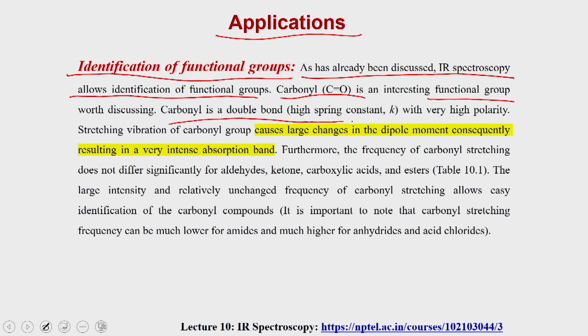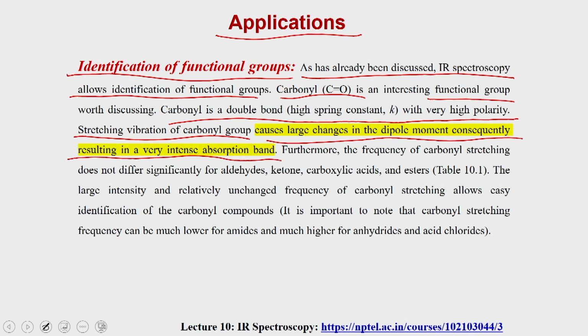Carbonyl is a double bond with high polarity. So, stretching vibration of the carbonyl bond causes a large change in the dipole moment, consequently resulting in a very intense absorption band. Furthermore, the frequency of carbonyl stretching does not differ significantly for aldehyde, ketone, carboxylic acid or ester.